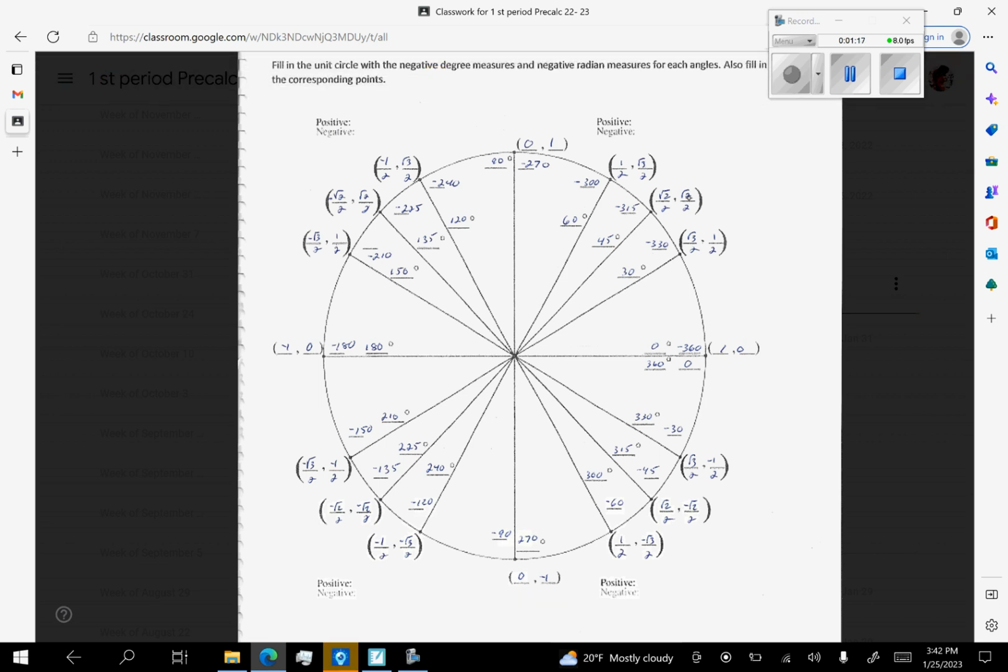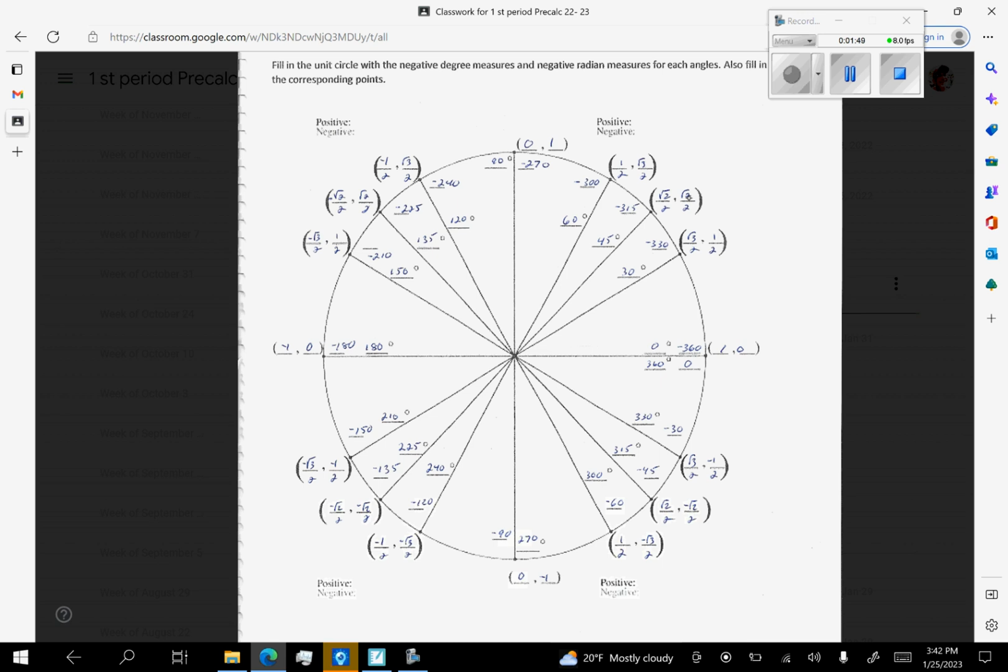Note that angles can go above 360, but for this particular case, we're just going to limit ourselves to positive angles from 0 to 360 and negative angles from 0 to negative 360. And I just ask you to observe those angles carefully, and with each of those angles is given the particular terminating point for those angles.